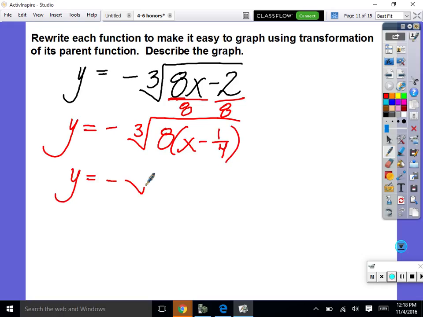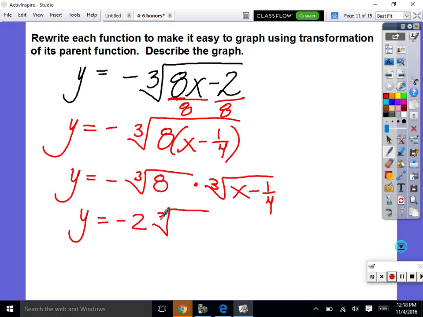So now we have y is equal to negative cube root of 8 times cube root of x minus 1/4. And so we have y is equal to -2 cube roots of x minus 1/4. So we'd say right 1/4, stretch of 2, reflection over the x-axis. So our domain is going to be 1/4 to infinity, correct? Yes. And then our range is going to be negative infinity up to what? Was there any shift up and down? So it would be 0, correct? Okay.